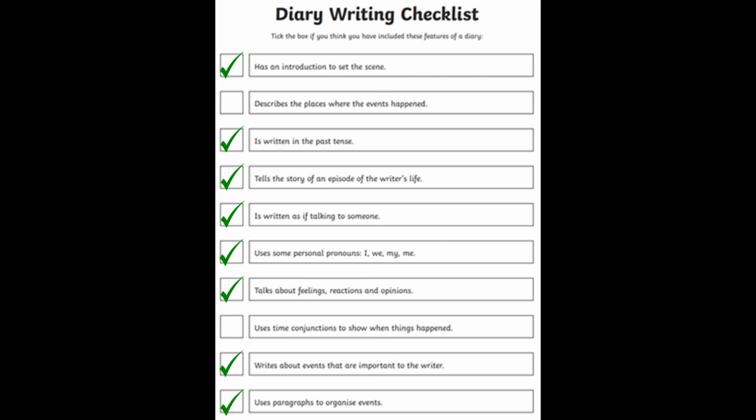It's quite emotional and up and down throughout this diary entry. Now, I haven't ticked this one off because I haven't used very many conjunctions, so that's something that I might include more to join my clauses together. It will show even more how time has passed through the events in the entry as well. And I've written about the events that are important, so I've not gone into detail on how the king and queen captured him, just that it's happened. And I've used my paragraphs to organise the events.